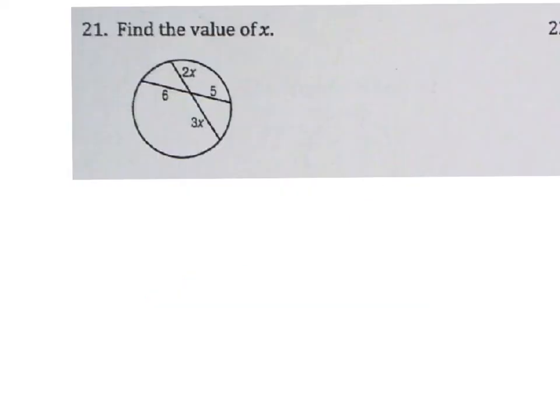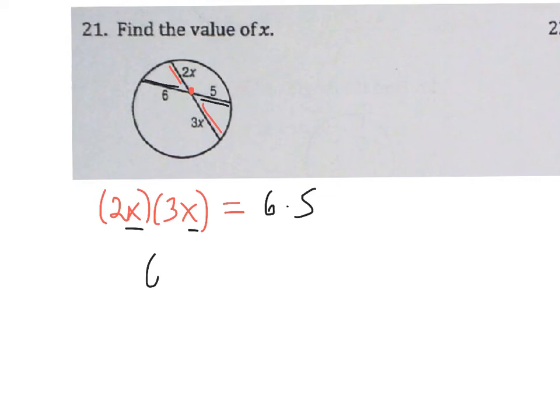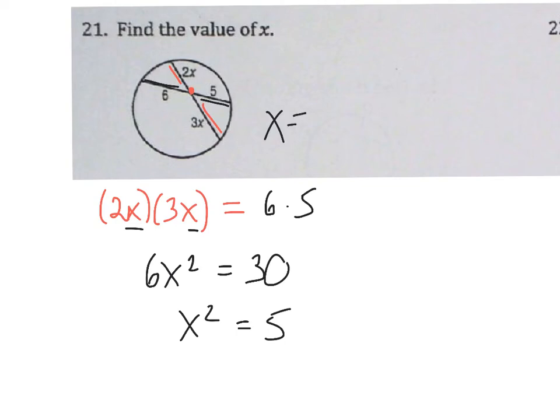For this next problem, we have intersecting chords inside my circle. So if you remember, for this theorem, it's going to be the product of those two pieces is equal to the product of the other two pieces. Now remember, when you multiply these together, we have x times x, which is going to give me 6x squared equals 30. x squared equals 5. So that means x is equal to the square root of 5. Can't break it down, so we're just going to leave it like that.